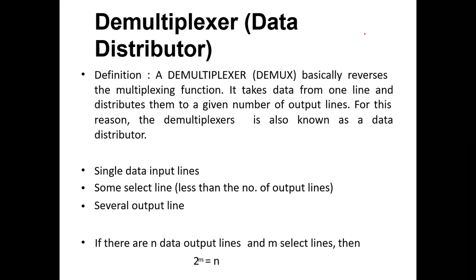A demultiplexer basically reverses the multiplexing function. It takes data from one line and distributes it to a given number of output lines. For that reason, the demultiplexer is also known as a data distributor. So there is a single data input line, and some select lines, where 2 power m is equal to n outputs. Here also we are using select lines.